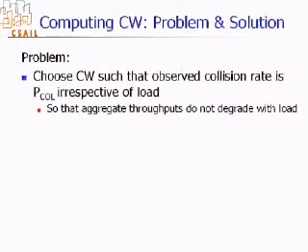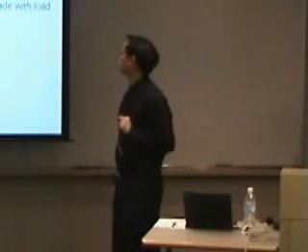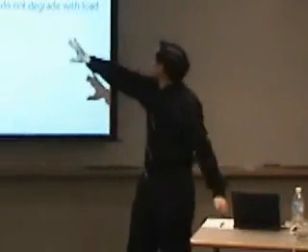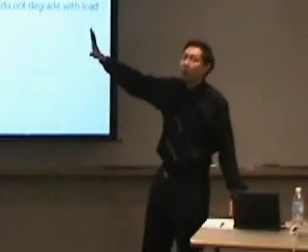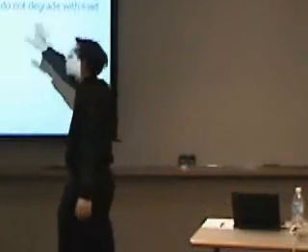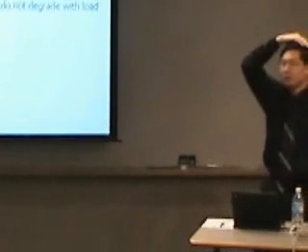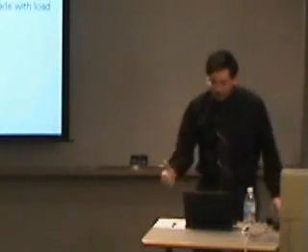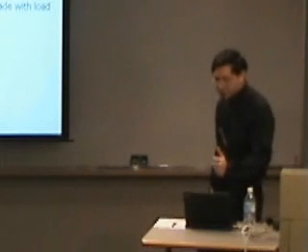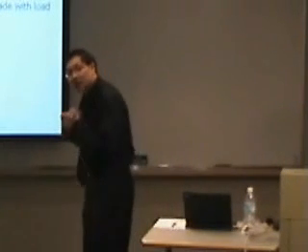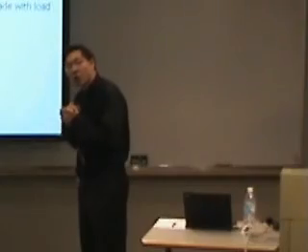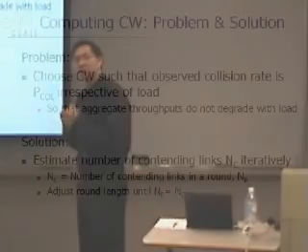Then concretely, we can pose the problem as follows. We want to set the contention window size such that the observed collision rate is PCOL, which is a configurable system-wide parameter, irrespective of load. Okay, that's a key thing. So you will ask, why shouldn't PCOL be very small? I'm going to answer that in the next slide. So the idea is that regardless of the number of nodes or the load, we want to always achieve a certain collision rate, always.